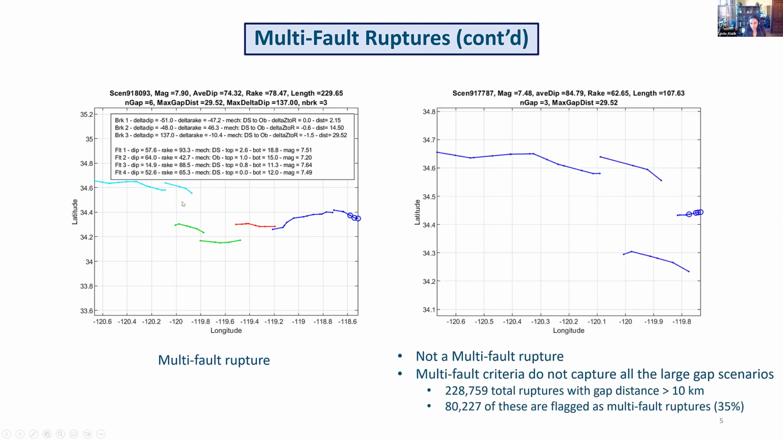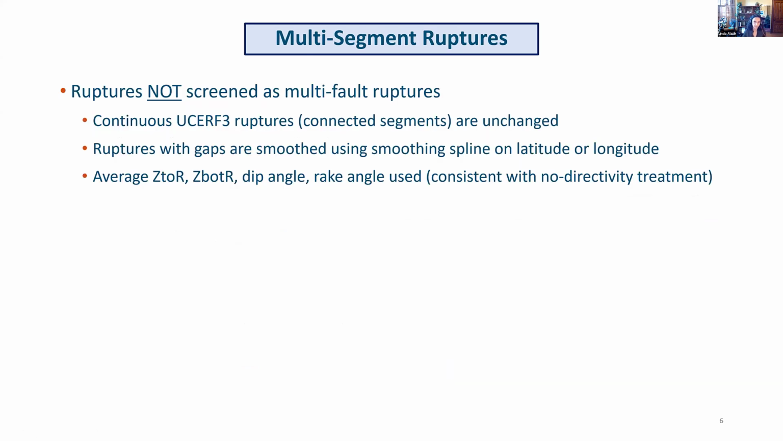On the other hand, this is another example of a rupture. This one, even though it does include a large fault gap here, is still not flagged as a multi-fault rupture because it didn't satisfy the 2 criteria. So this is just to say that the multi-fault ruptures do not screen out the ruptures with large gaps.